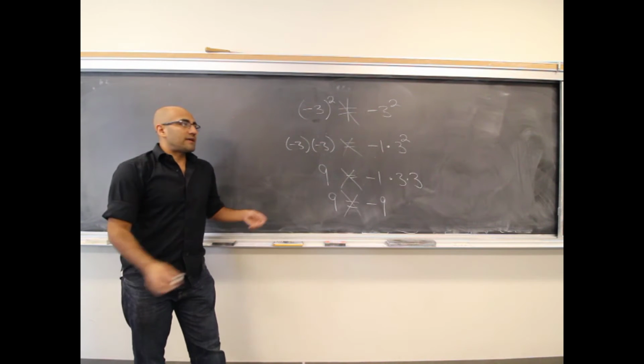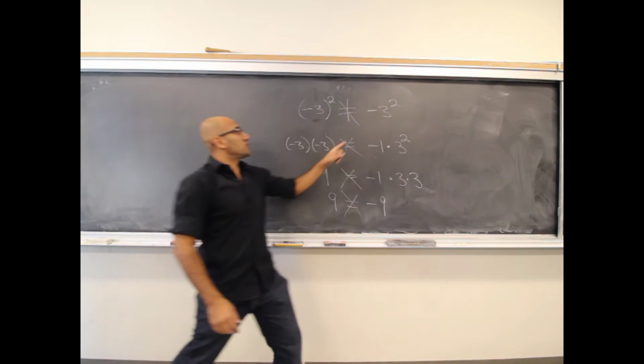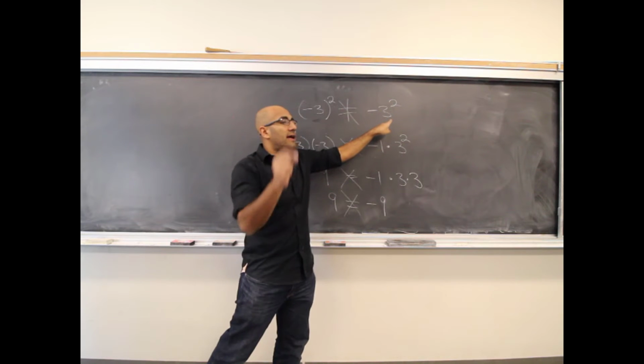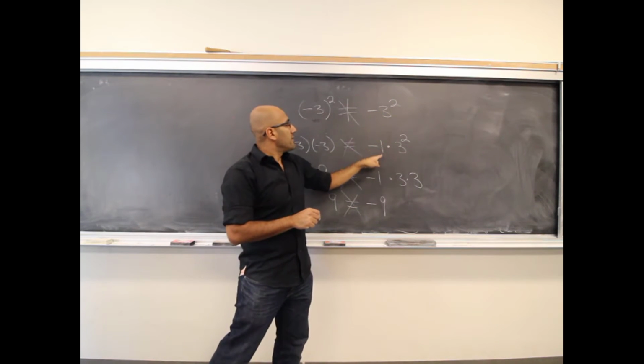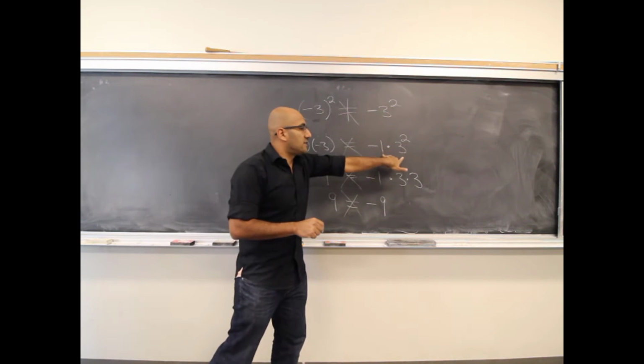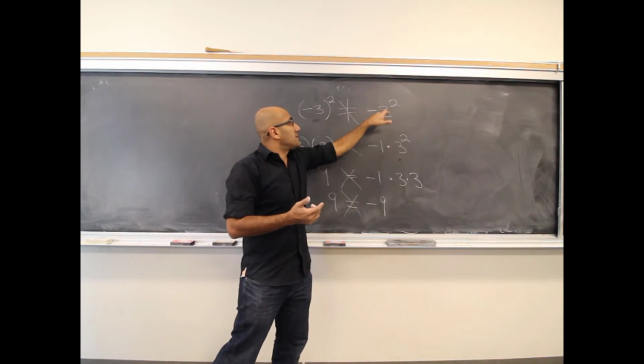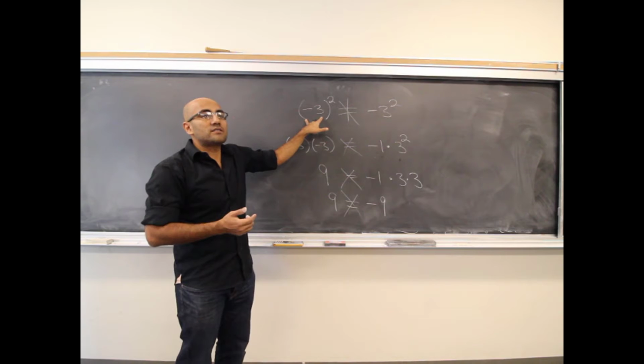Good? For the same reason, we just by default assume that the exponent only applies to the number immediately to the left. And if it's a negative this way, then we separate it this way. Because if you wanted it to apply to the negative, well, you should have put parentheses around it.